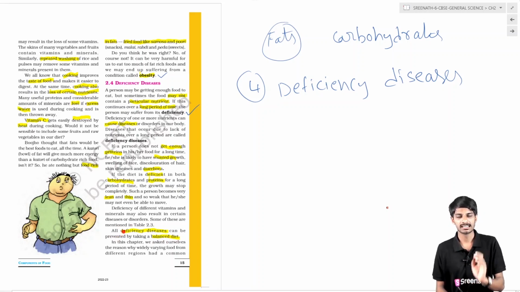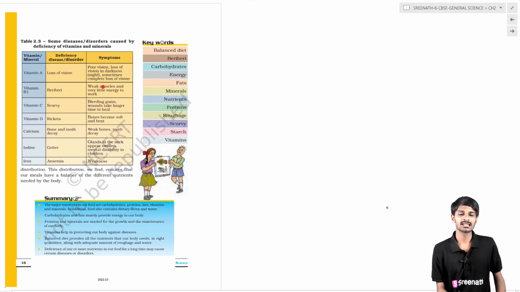All deficiency diseases can be prevented by taking a balanced diet. If you take a balanced diet, then no deficiency diseases will attack you. So one thing you have to do is take a balanced diet. Here is the list of deficiency diseases, their causes and symptoms: vitamin A, vitamin B1, vitamin C, vitamin D, calcium, iodine, iron.